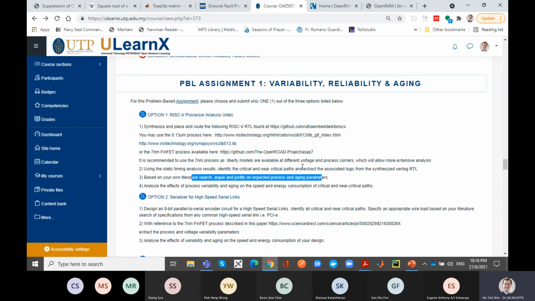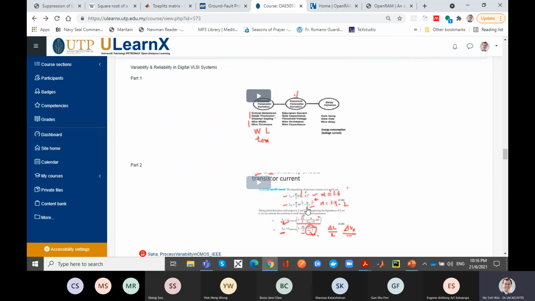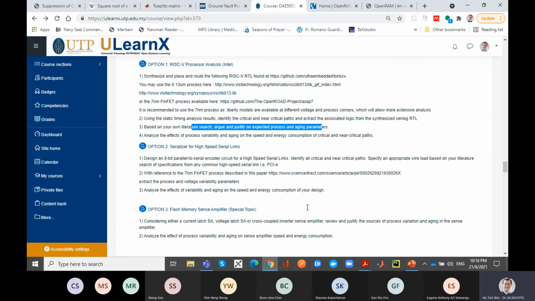I said, this is your design. You're using all these standard cells, and you've already gone through process variation and all these things in the lecture. How robust is your design to process variation and aging? Where is the weakest link in your design?